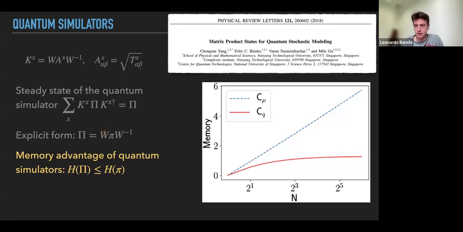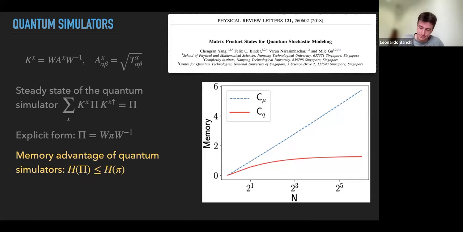But since these W's are not unitaries in general, there were several follow-up papers by, again, Mile Gu's group that show that the entropy of this steady state is always not bigger than the entropy of the classical simulator. And here they discuss an example where you see a very different dependence on the size of the problem. So the summary here is that there are models that allow you to use quantum tricks in order to save memory.